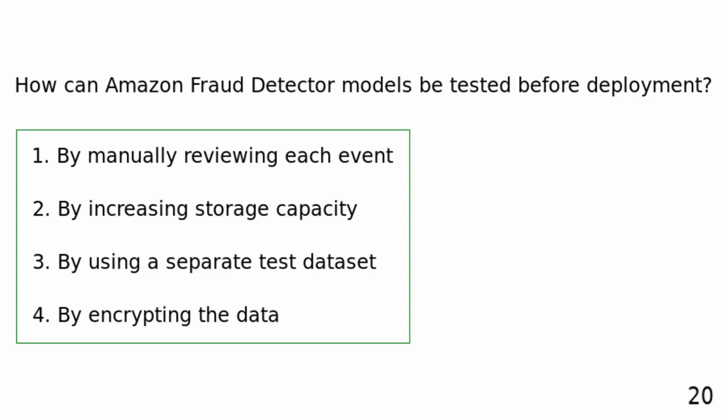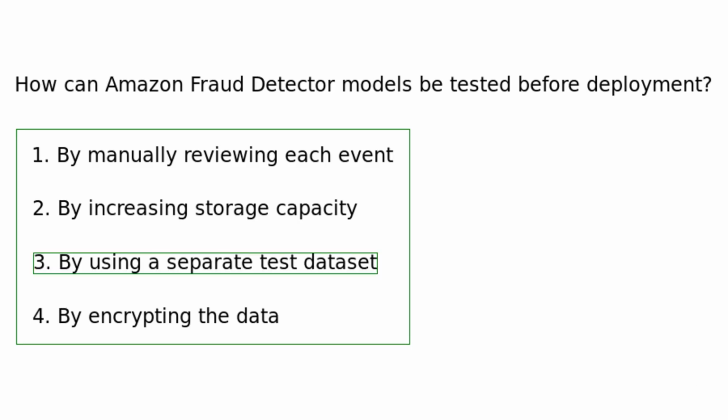How can Amazon Fraud Detector models be tested before deployment? By manually reviewing each event. By increasing storage capacity. By using a separate test dataset. By encrypting the data. Amazon Fraud Detector models can be tested before deployment using a separate test dataset to ensure their accuracy and effectiveness.